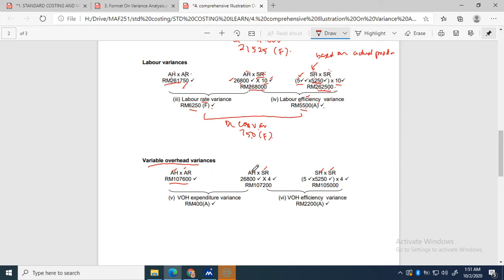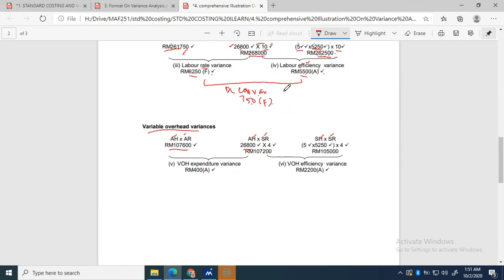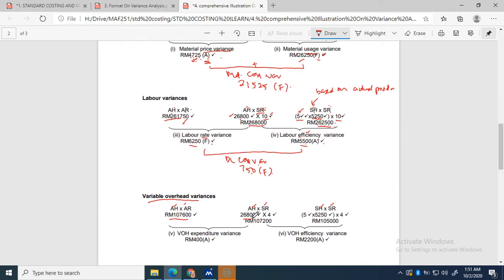So the second column is actual hours. How many hours is the actual hours worked? 26,800, the same as the actual hours in the labor variances. But the difference here is the standard rate. Here, the rate for labor is how much you pay for the labor. So the standard rate here is OAR for variable overhead.